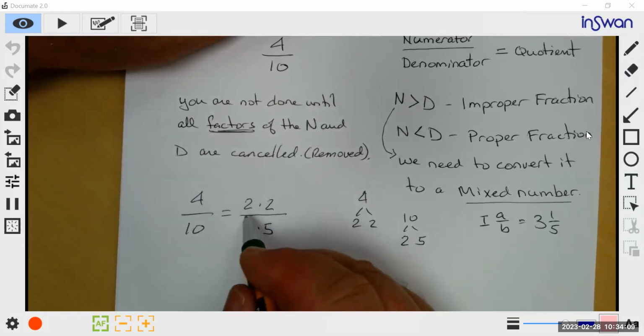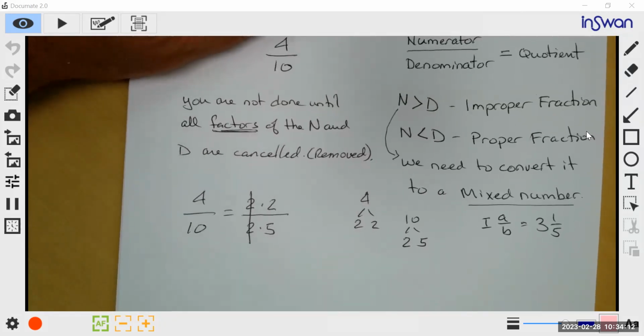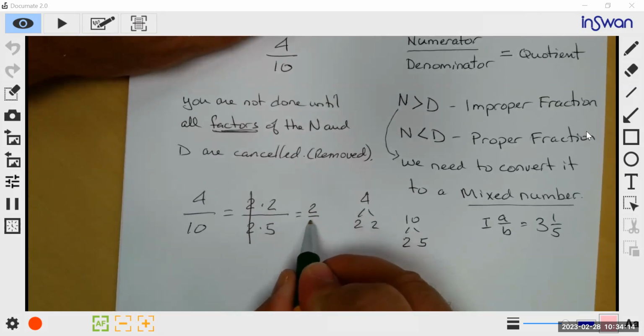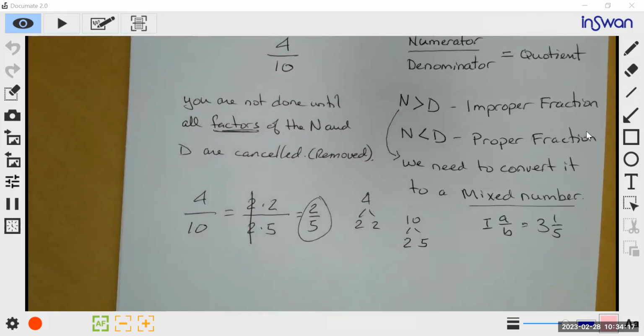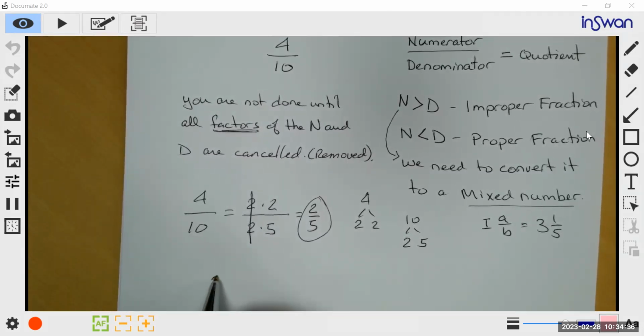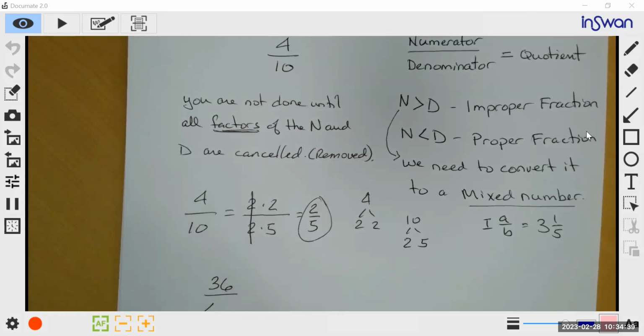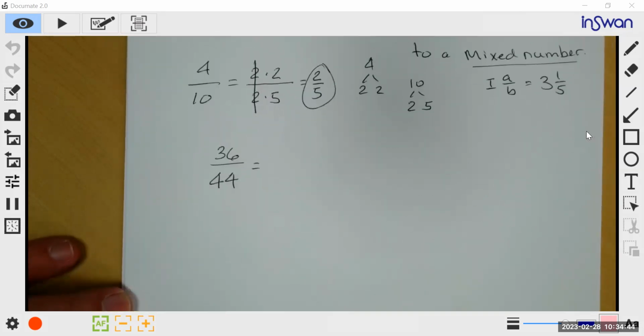Now, once you did that, remove anything that's the same. There's your final answer. So when you have fractions, first factor the numbers and remove whatever you can. Whatever is left is your final answer. Go ahead and simplify this one.